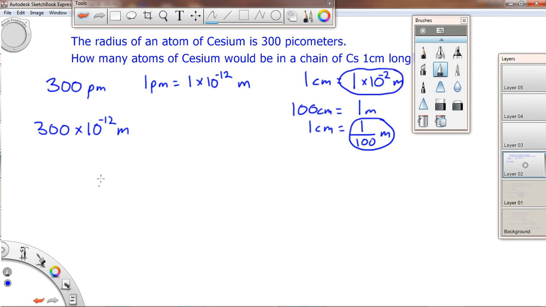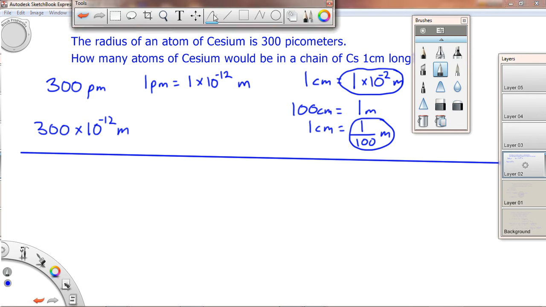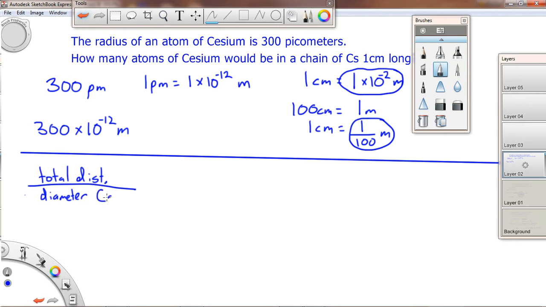The problem we want to set up is I'm going to take the total distance of this chain of cesium, so I'll go ahead and separate this off. This is where we're going to do our actual work down here. We're going to take the total distance and we're going to divide that by the radius, or not, let's use diameter. It says radius, so we're going to use diameter. The diameter is going to be twice this, or 600 picometers. So we're going to divide this by the diameter of a single cesium atom, and Cs is cesium.